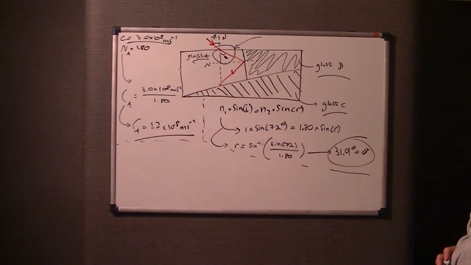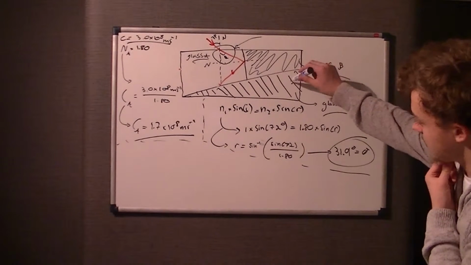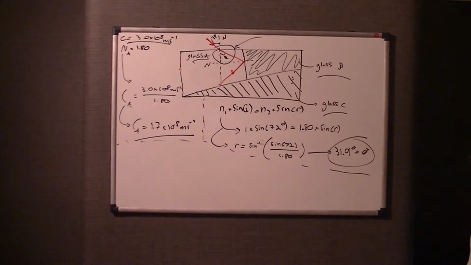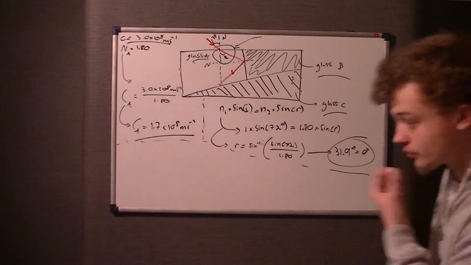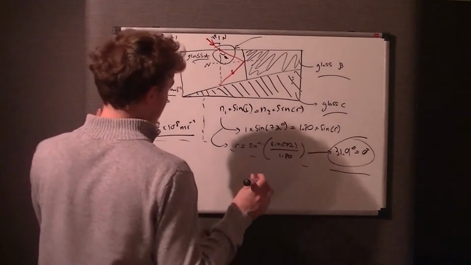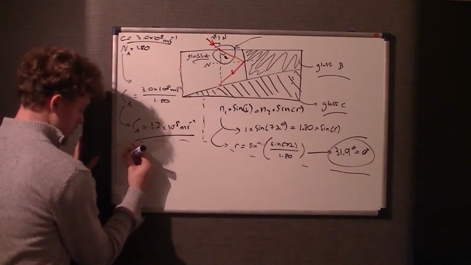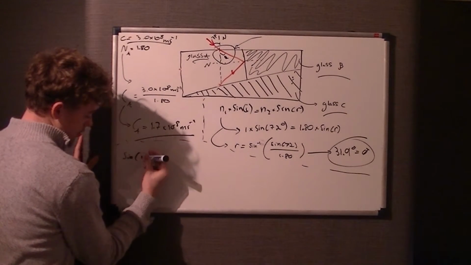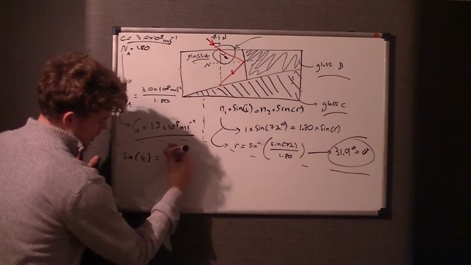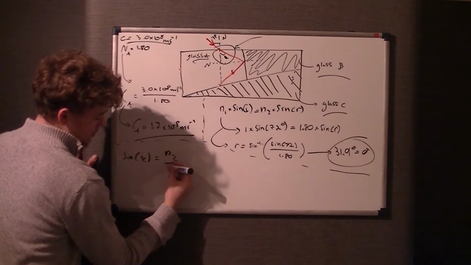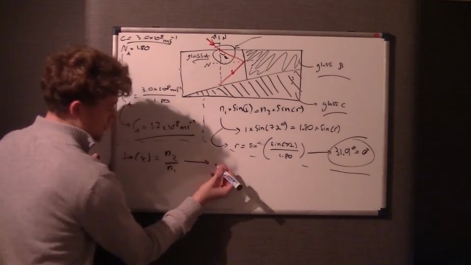The refractive index of glass C is about 1.4, so that's this here. Calculate the critical angle between glass A and glass C. So the sine of the critical angle, the angle of incidence at the critical, is equal to the refractive index of substance 2 over the refractive index of substance 1.